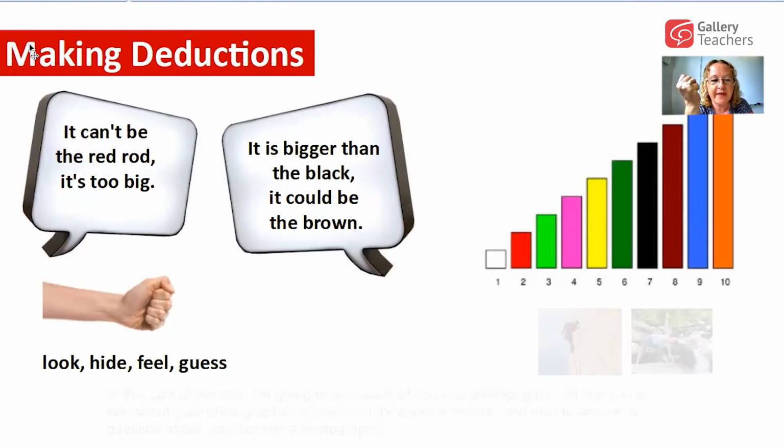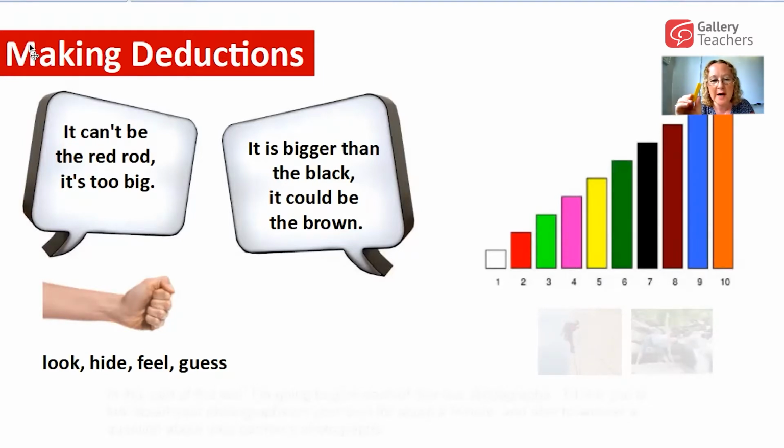So I could be saying things like, and I am going to say, it can't be the red rod. This is too big. And it also can't be the white one. I can feel that it's too big. It is bigger. It's not bigger than the black. This one couldn't be brown. It's not long enough. It can't be orange or dark blue. I'm thinking this is a middle rod. So it's probably the yellow. It could be the dark green. I'm going to guess in this case that it is yellow.